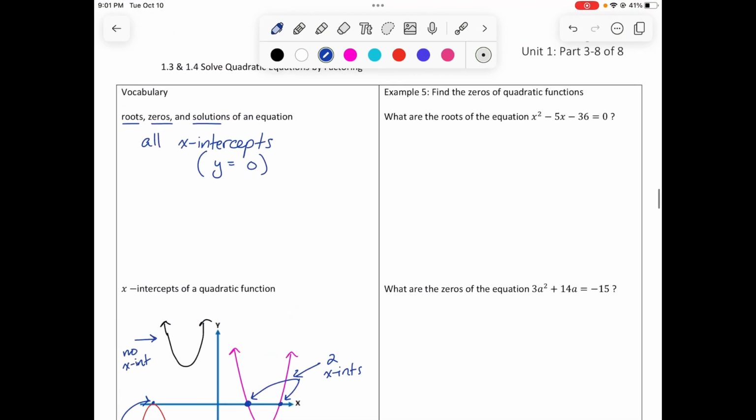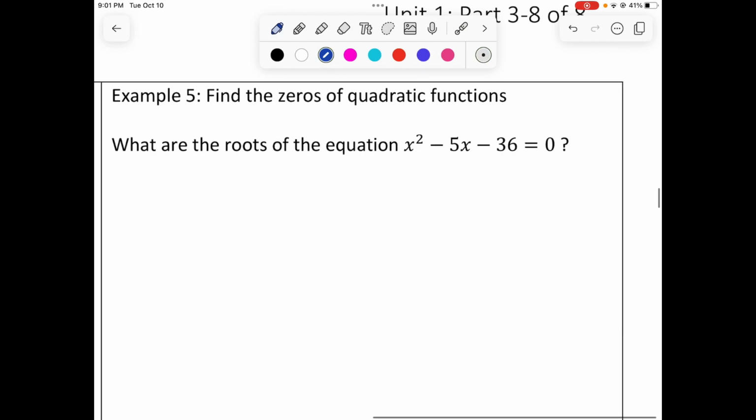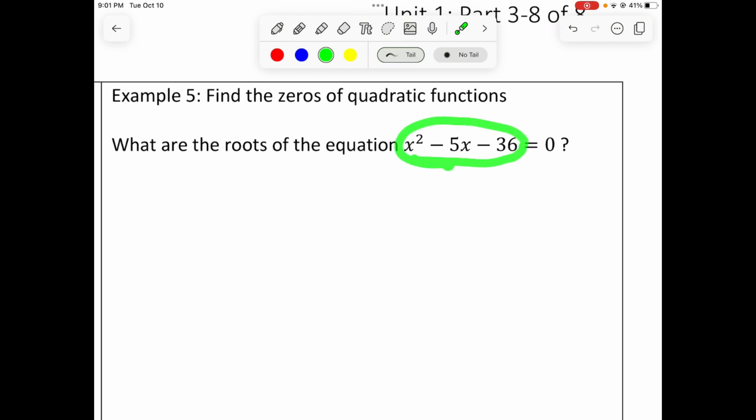Again, roots, zeros, solutions, x-intercepts, they all mean the same thing, and we use this to answer questions. So here, what are the roots of this equation? Hopefully you're looking at the left-hand side and thinking, that looks like something we would factor. You would be correct. Go ahead, pause the video, factor that, and then come back.